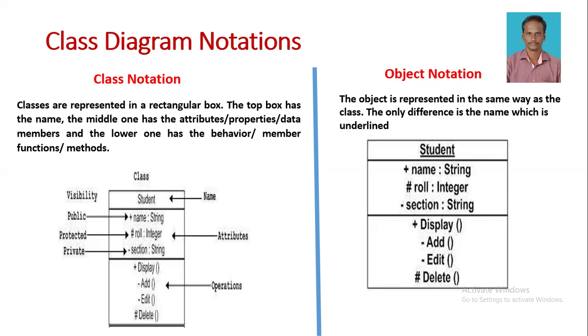Similarly, for the same class diagram, we can draw an object diagram also. An object is represented the same way as the class. The only difference is that we have to underline the class name, and then the diagram is considered an object diagram. Now the class name becomes the object name. If the class name is underlined, then it becomes an object, not a class. Then all of this falls under the object diagram.